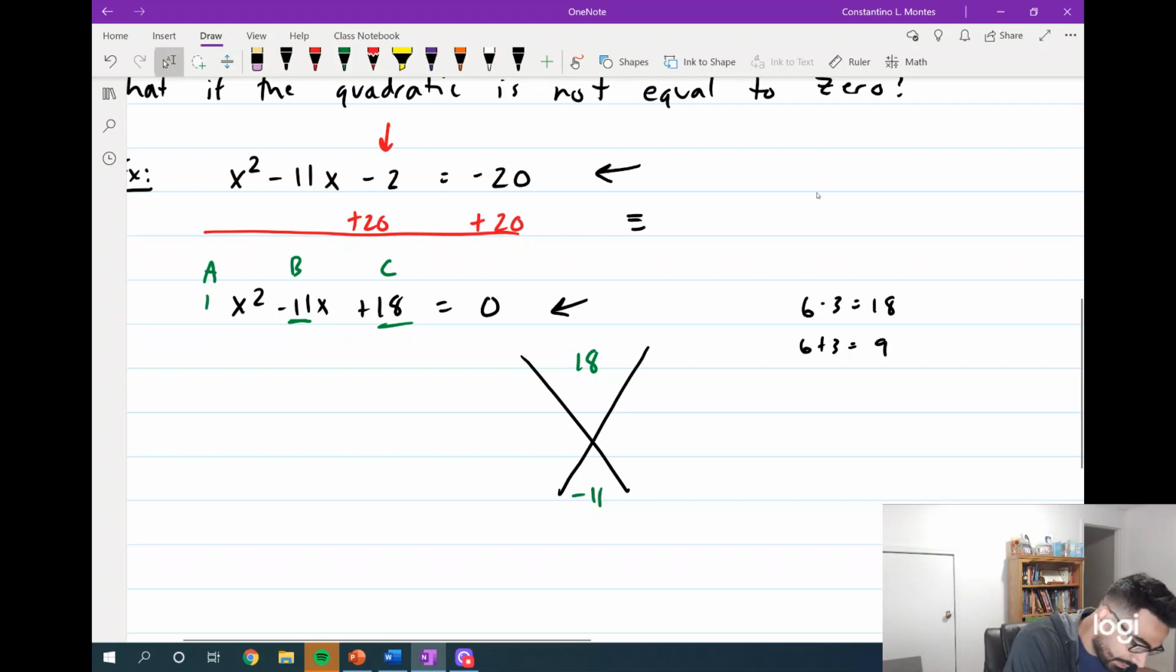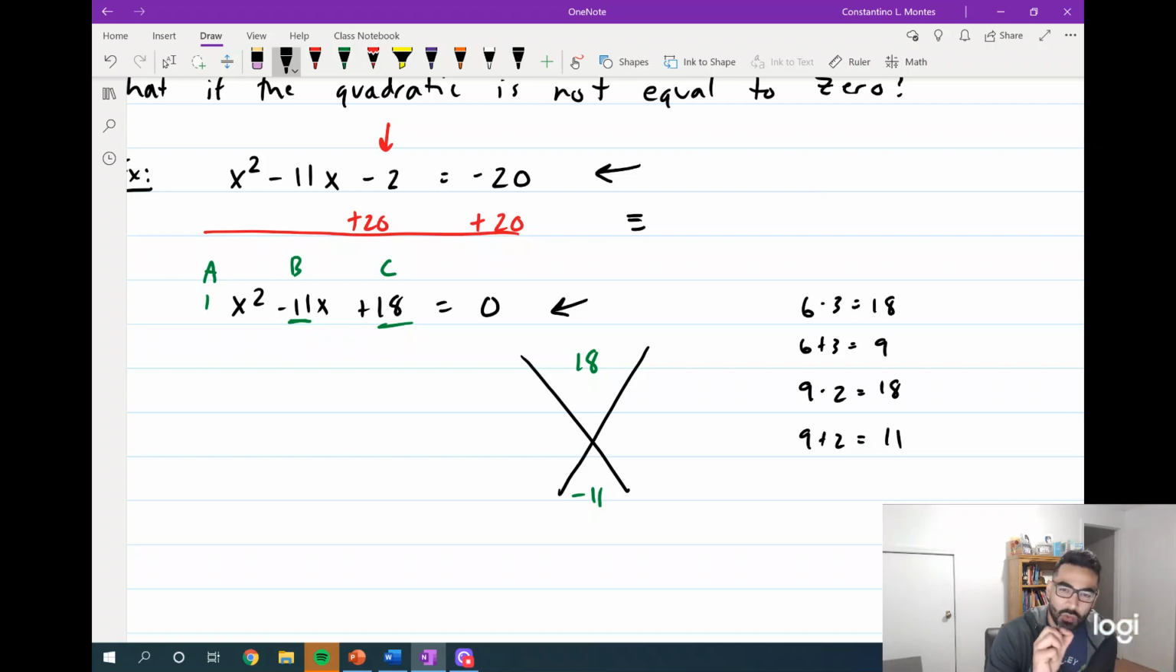Okay. How about 9 times 2? That's 18. Okay. But 9 plus 2 is positive 11. So we're real close. I really just want this to be negative 11. So you know what? I'm going to put this in a box and we're going to think about it a little bit. Is there another way that I can get positive 18 with 9 and 2? Well, obviously not 9 and 2, right?